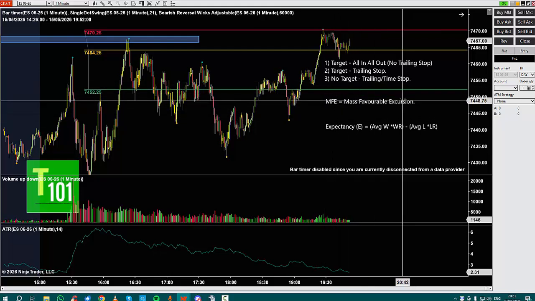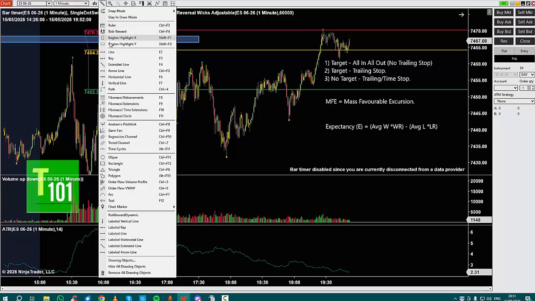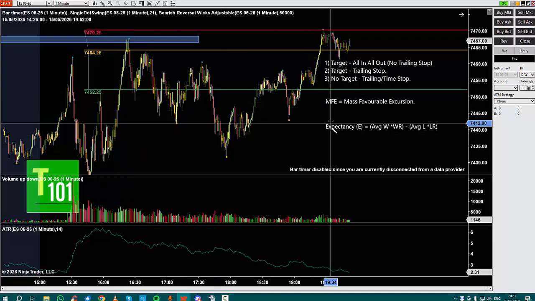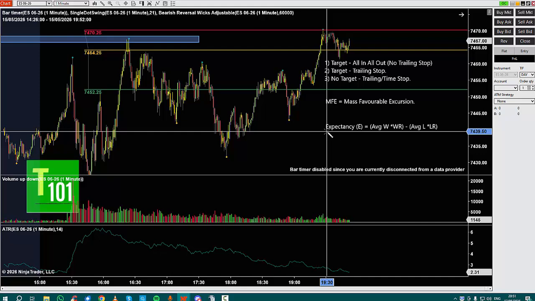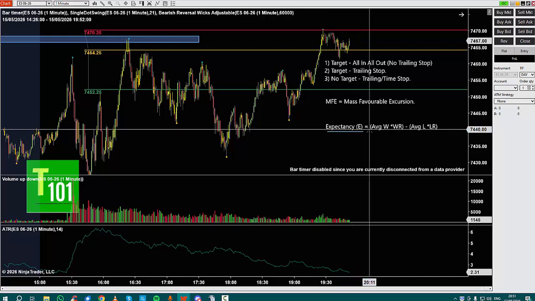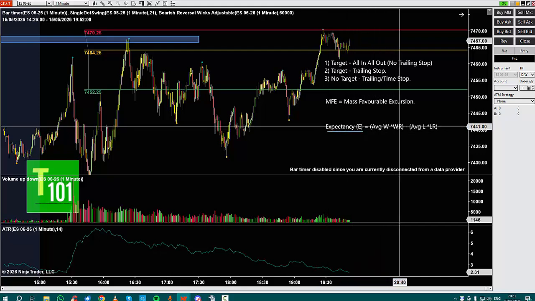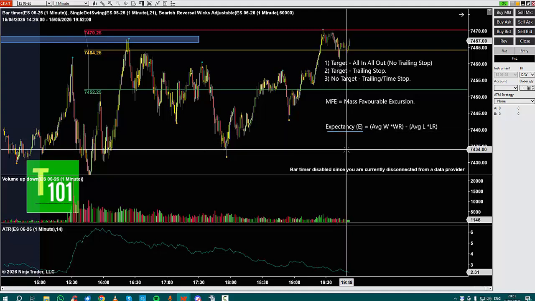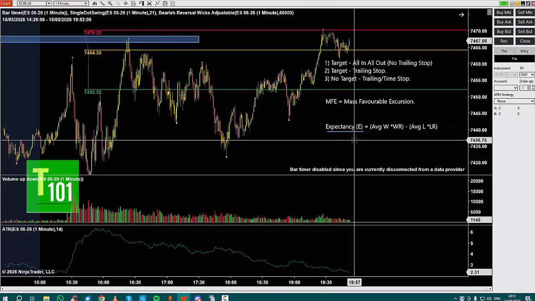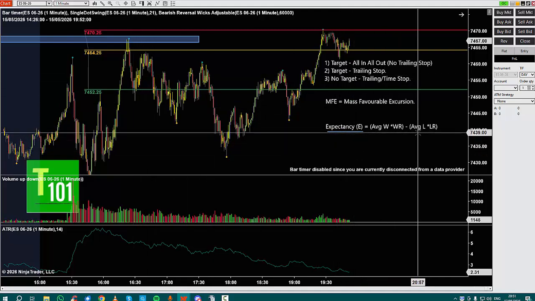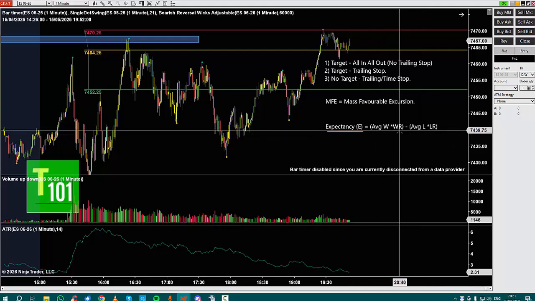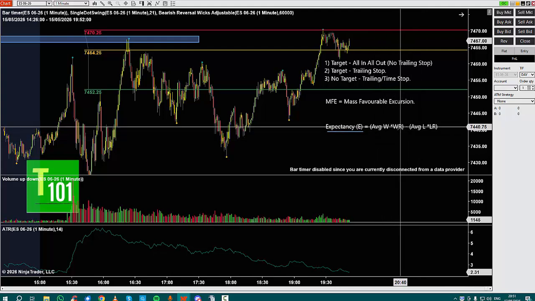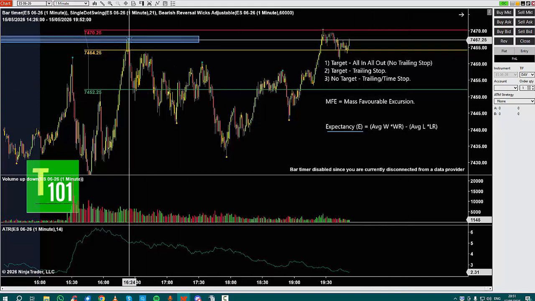MFE, maximum favorable excursion. You need this because you need this in tandem with the expectancy. So let's go through expectancy first. E equals average win times win rate minus average loss times loss rate. These numbers need to give a positive expectancy, otherwise you won't make money. And it needs to be positive after commissions. So these numbers need to be after commissions.